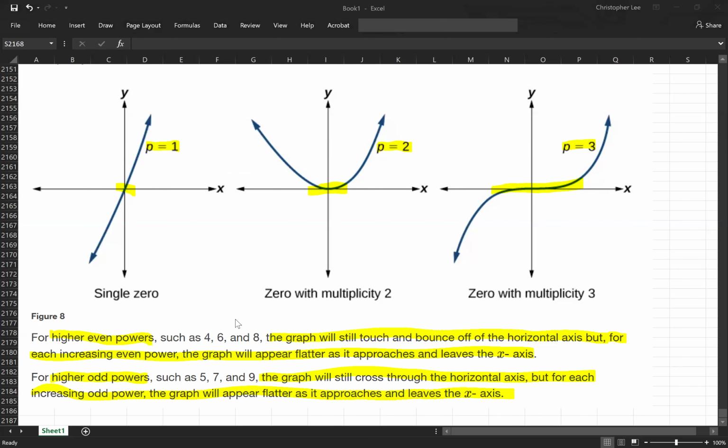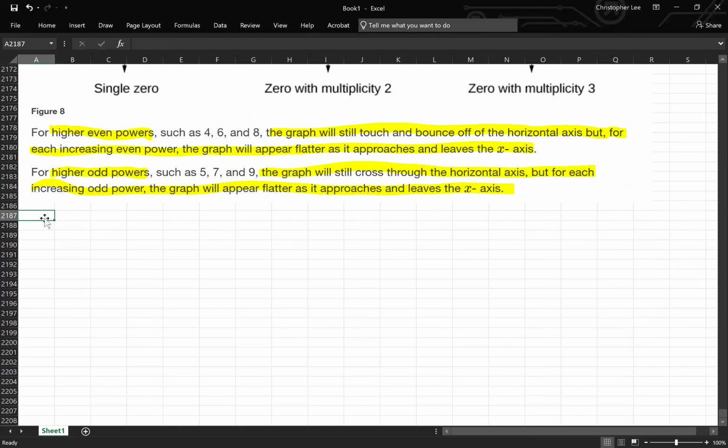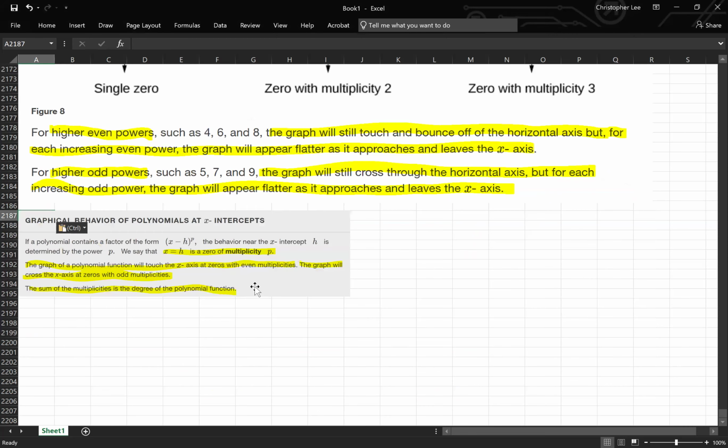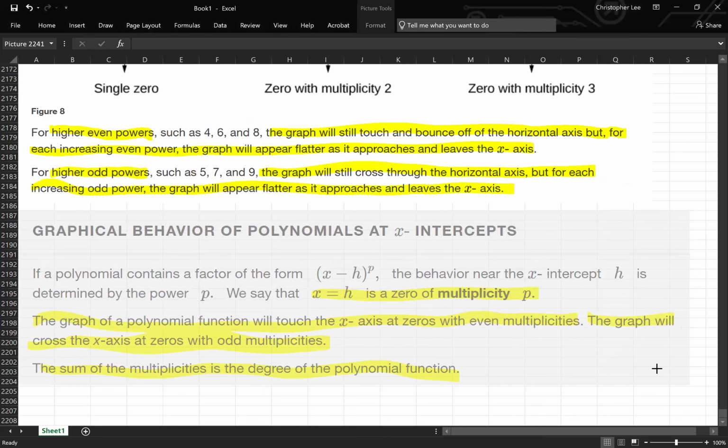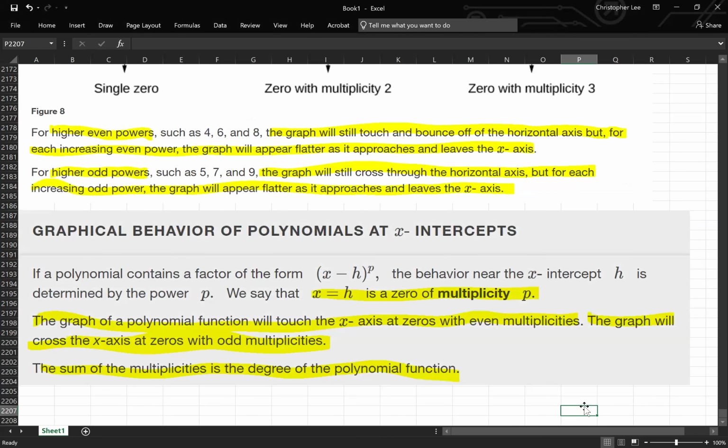Let me give y'all a little definition real quick, just trying to sum it up nice and easy. Graphical behavior of polynomials at x-intercepts: if a polynomial contains a factor of the form (x - h)^p, the behavior near the x-intercept h is determined by the power p. So we say that x = h has a zero of multiplicity p.